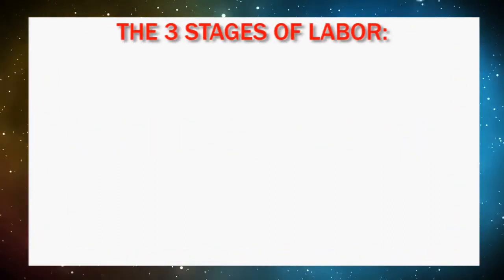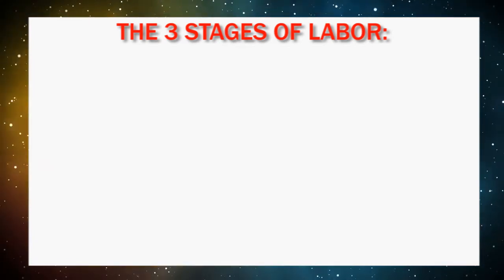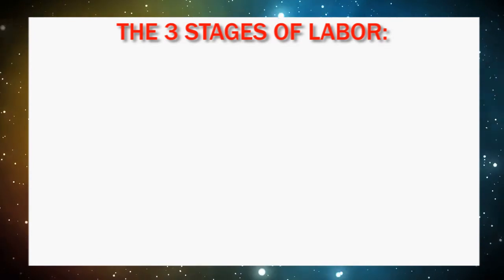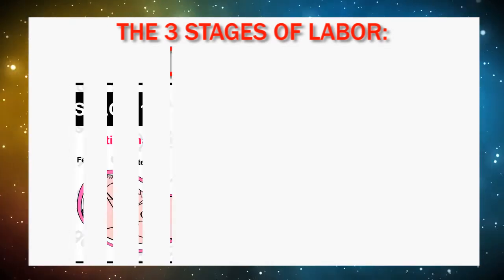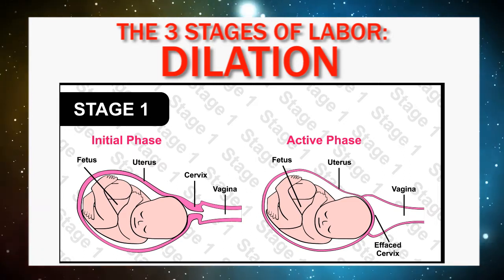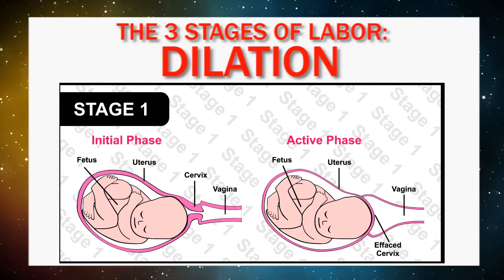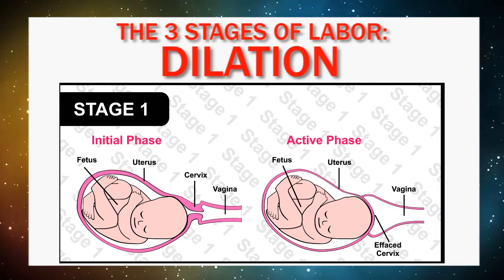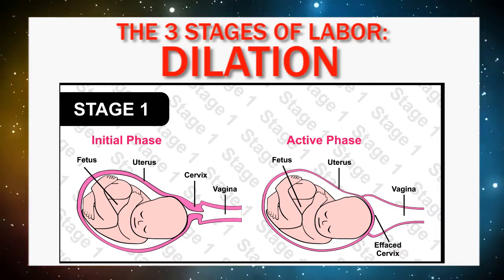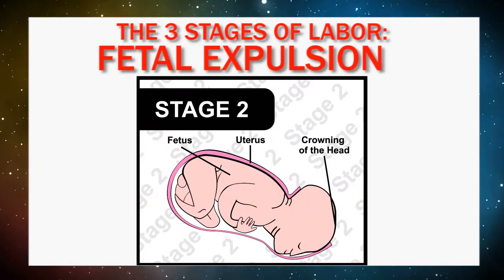Once labor begins, it's divided into the following 3 stages. The 3 stages of labor are 1. Dilation. During this stage, the cervix gets shorter, disappears, and then begins dilating, begins opening. The second stage of labor is fetal expulsion.